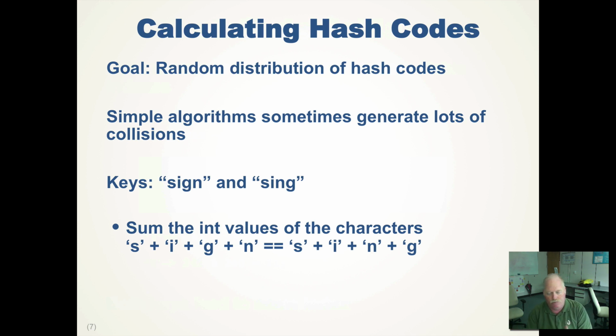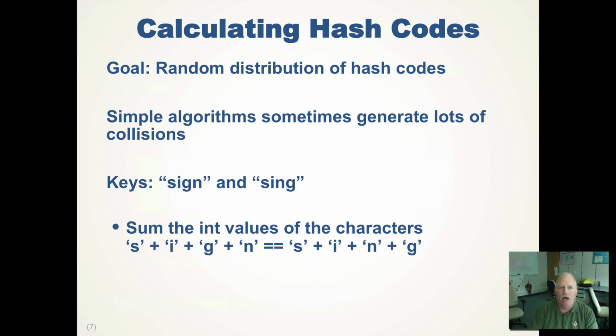We also want 2 different keys to try and generate different hash codes. For example, if we use a simple algorithm of adding each individual piece of the key, and we have "sign" and "sing", if we sum the int values of the characters, sign and sing have the same letters, so if we just add up their int values, we'll get the same value. There's no acknowledgement of the position of the letter in the key, which would give us a different value.